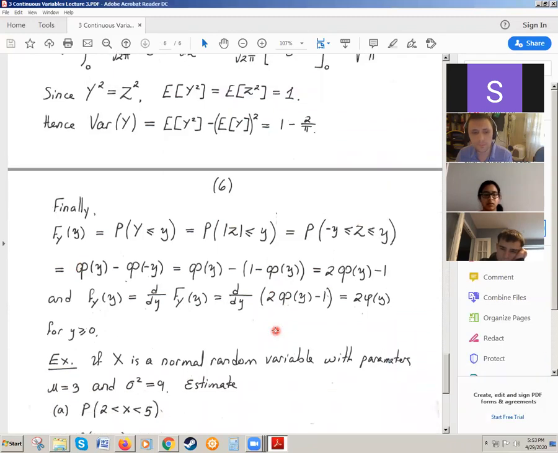So we have this distribution, which we can simplify, since phi of minus y equals 1 minus phi of y. That's by symmetry of this distribution. And that will be, when we simplify, 2 times phi of y minus 1. And when we differentiate with respect to y, we get the density function, which becomes simply 2 little phi of y. So it's twice the density function at y. Good.